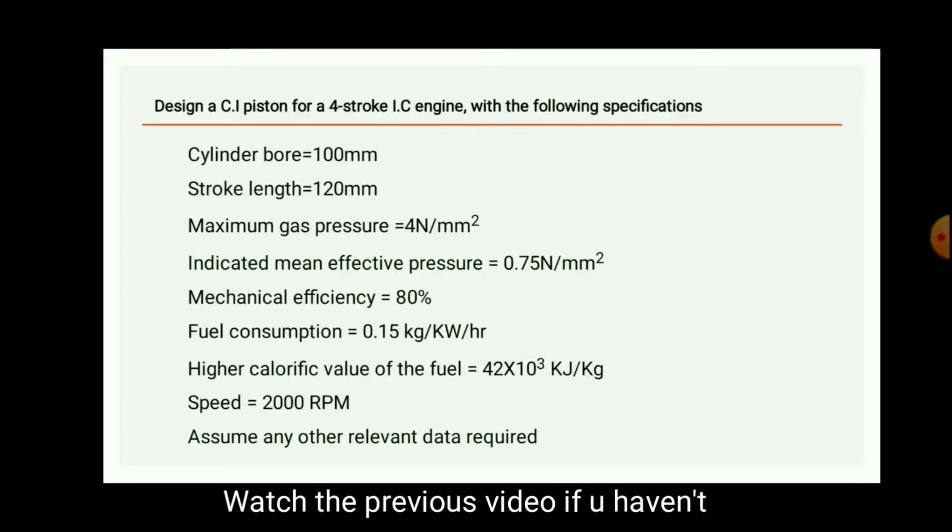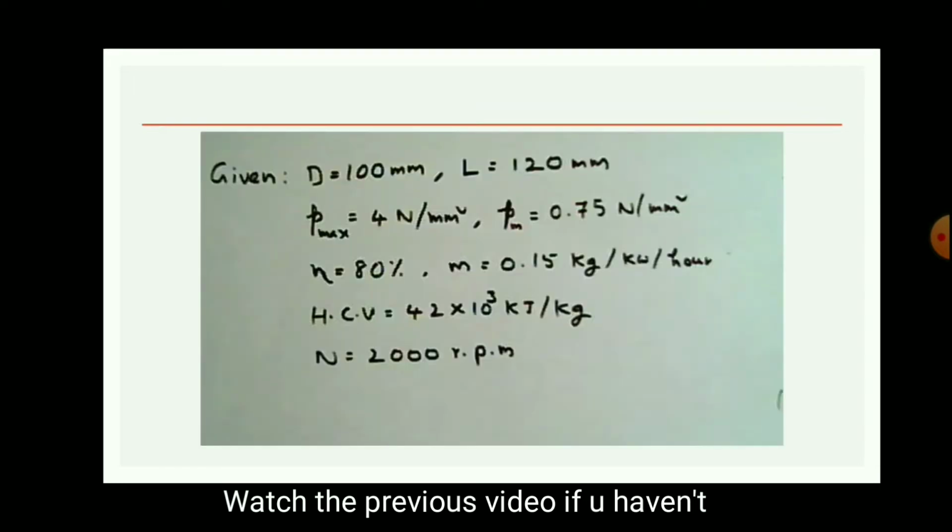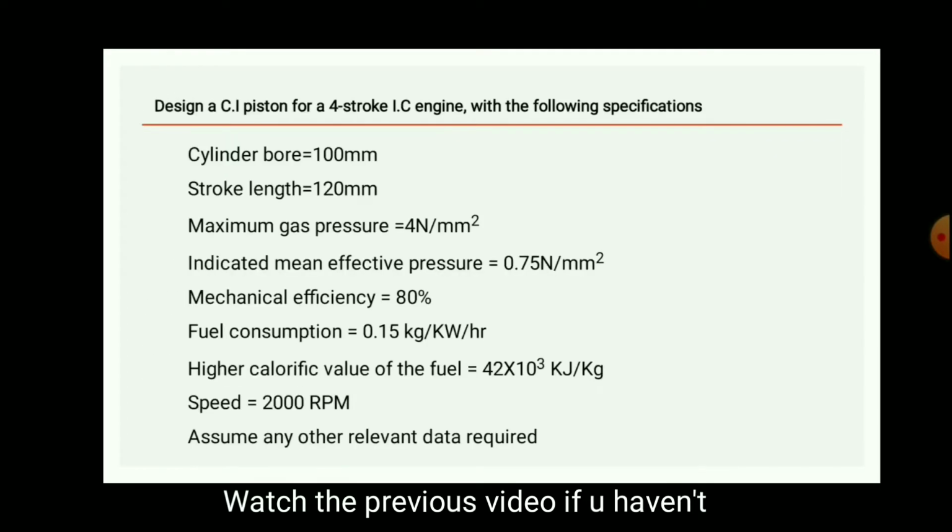So that's all. We have now seen the formulas. Now we shall see a problem based on the piston. So this is the question: design a cast iron piston for a four-stroke IC engine with the following specifications: cylinder bore, stroke length, maximum gas pressure, indicated mean effective pressure, efficiency, fuel consumption, higher calorific value of the fuel, speed, and any other values relevant to the data can be assumed.